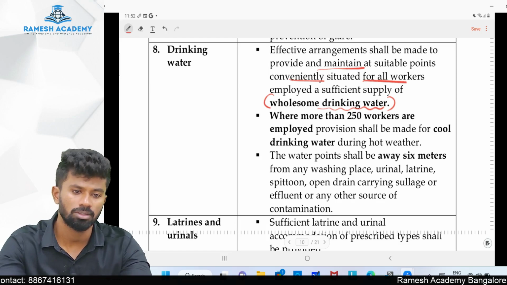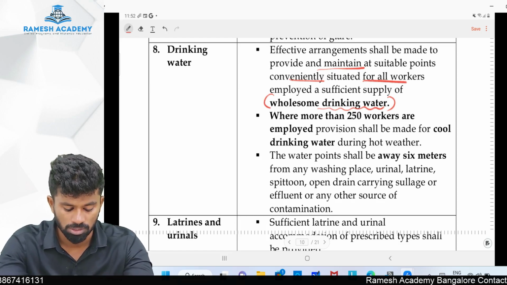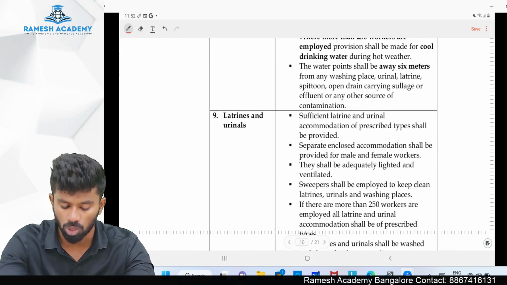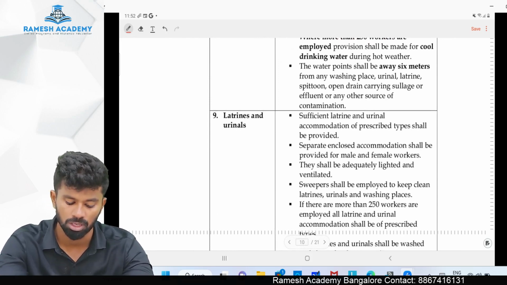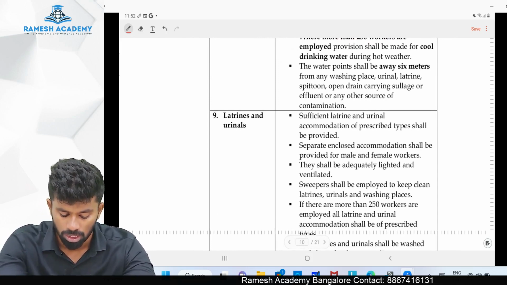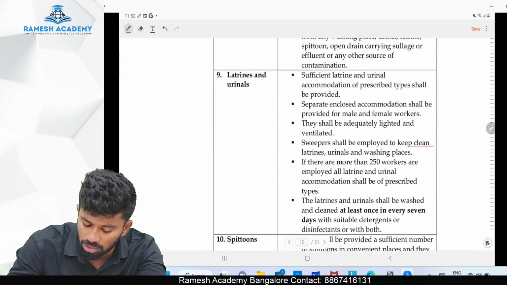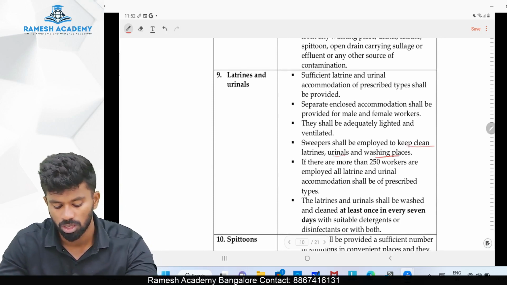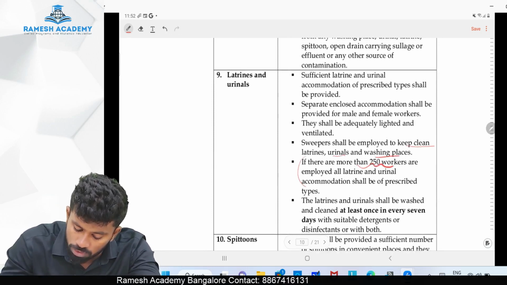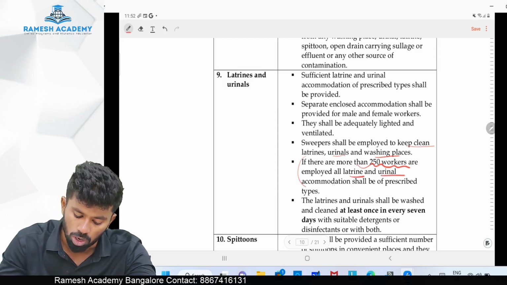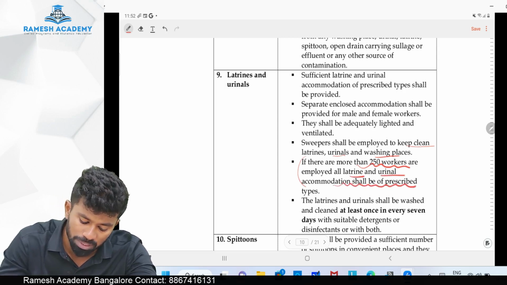Latrines and urinals. Sufficient latrine and urinal accommodation of prescribed types shall be provided. Sweepers shall be employed to keep clean the latrines, urinals and washing places. If more than 250 workers are employed, all the latrine and urinal accommodation shall be of the prescribed type.